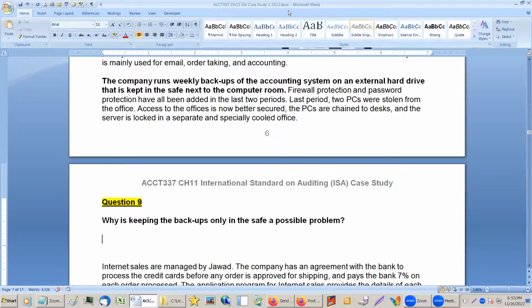Exactly. And this is not uncommon too. People put the backups in the safe. Someone breaks into the place. Well, what do they take? They take the safe. Not that they want your accounting records. They really don't care. But something in the safe, if that's the only place you're keeping it, is usually a bad idea.